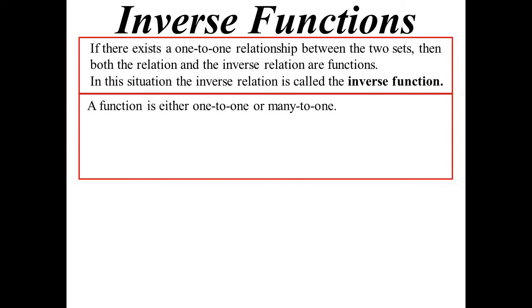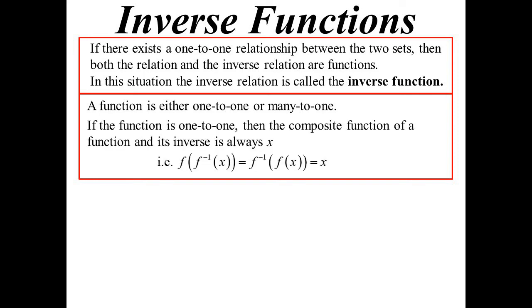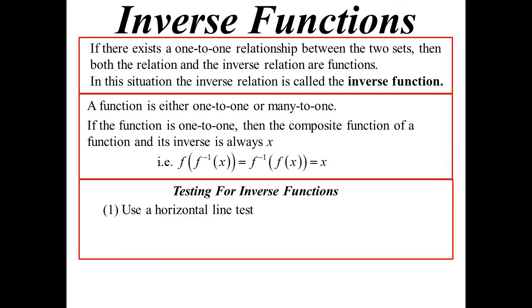So if we've got the one-to-one, then we know if we substitute the inverse into the function or the function into the inverse, it doesn't matter which way around you go, you should simply end up with x. And how do you test whether it's true? Well, you can use a horizontal line test. We used a vertical line test for functions. The horizontal line test will tell us if it has an inverse function.